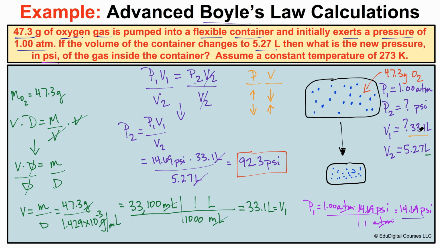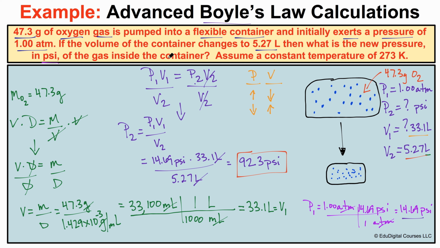And so does this answer make sense? Well, if we take a look at what's happening to the volume, our final volume is approximately 1/6 the value of our initial volume. So according to Boyle's law, if the final volume of the container that this gas is in is about 1/6 the initial volume, then what should happen to the pressure? The pressure should approximately 6 times itself. And so our initial pressure was about 14.69 psi, and this times 6 is very close to this answer right here. So our answer makes sense.